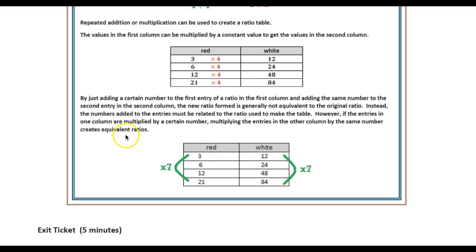However, if the entries in the one column are multiplied by a certain number, multiplying the entries in the second column by the same number can create equivalent ratios. So if I multiply 3 times 7, I'll get my 21. If I multiply 12 times 7, I'll get my 84. So that's one way of looking at it.